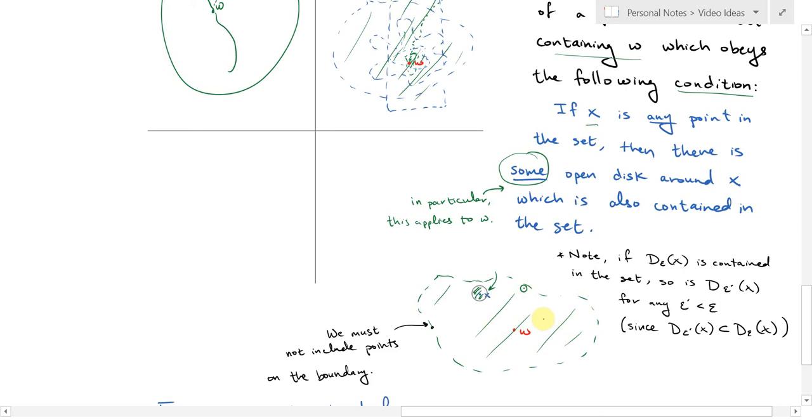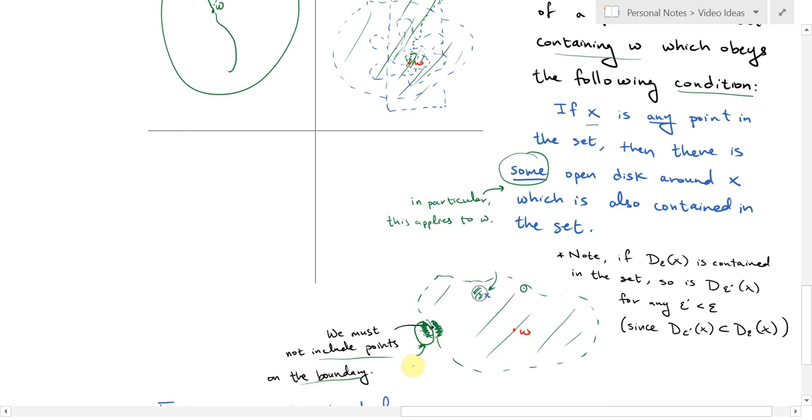So notice that we cannot include the points on the boundary. Because if I pick this point on the boundary here, and I said that was an element of my set, any open disk I draw around this boundary point, this black point here, is going to contain, sure, some points of my set, but it's also going to contain some points that are not in my set. So it's not going to be contained in my set. It's not a subset of my set.